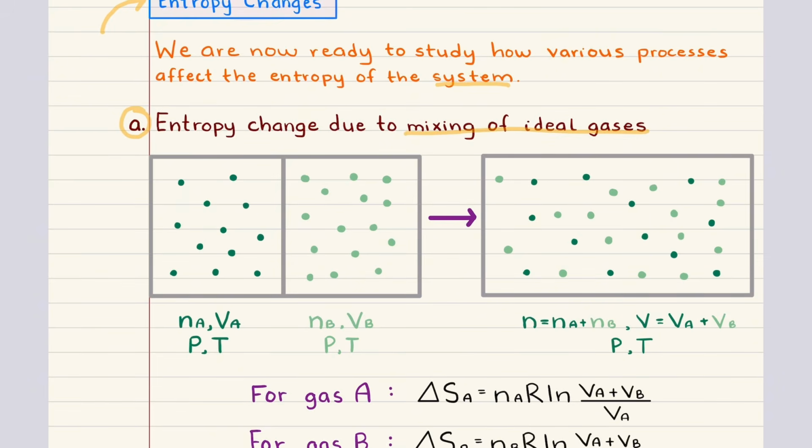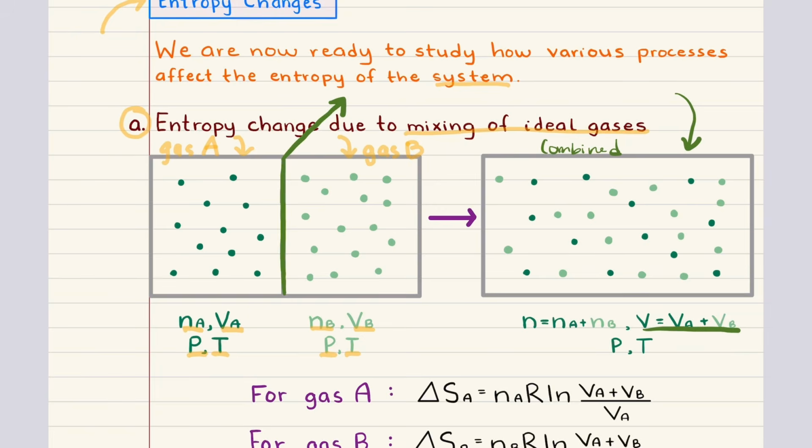So let's imagine that we start with two separate containers. In the first container, we have gas A with Na moles occupying a volume of Va at temperature T and pressure P. In the second container, we have gas B with Nb moles in a volume of Vb, also at the same temperature T and pressure P. Initially, these gases are going to be separated by a partition. But when that partition is removed, the two gases are going to expand into the combined volume V, which equals Va plus Vb. And what we'll get is a uniform mixture.